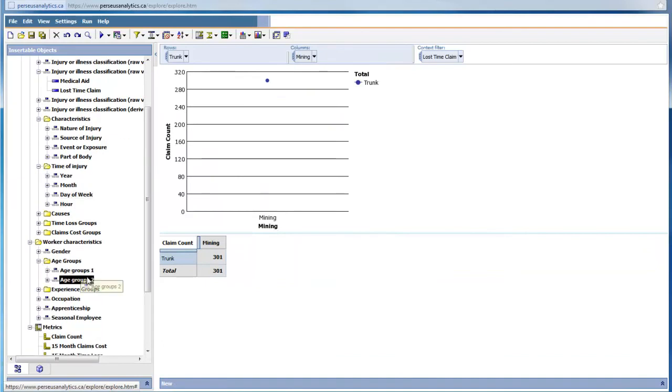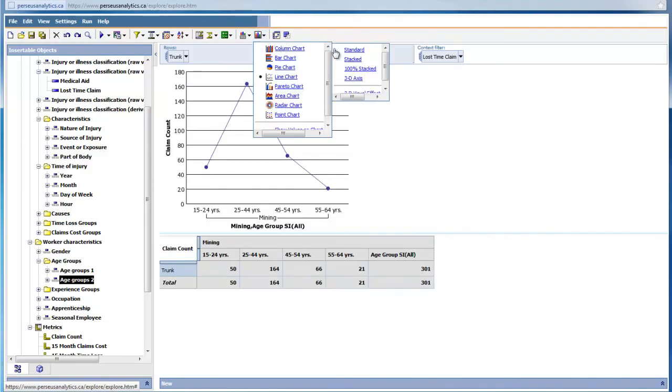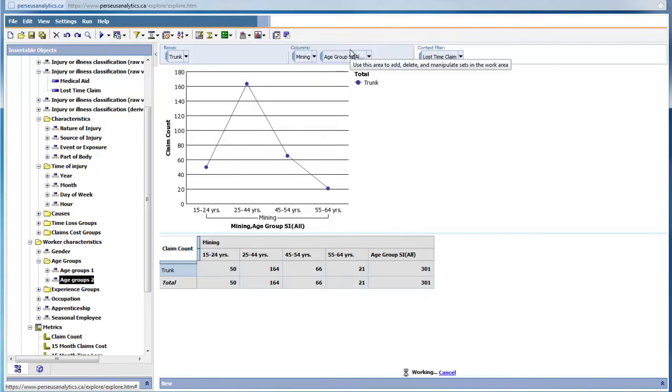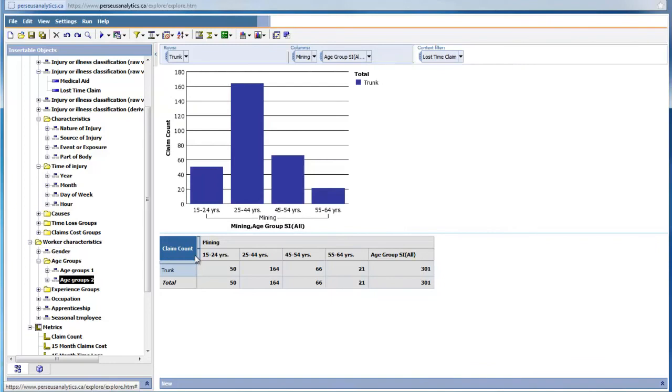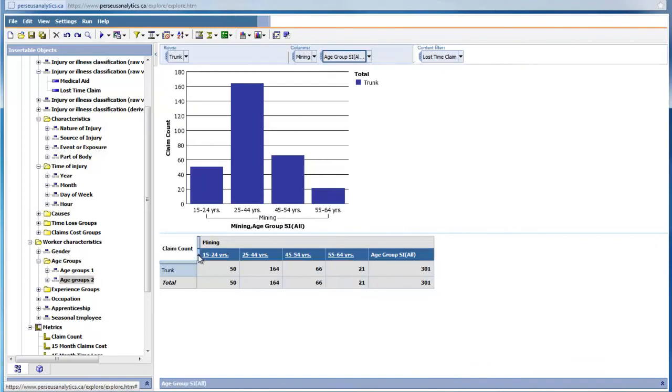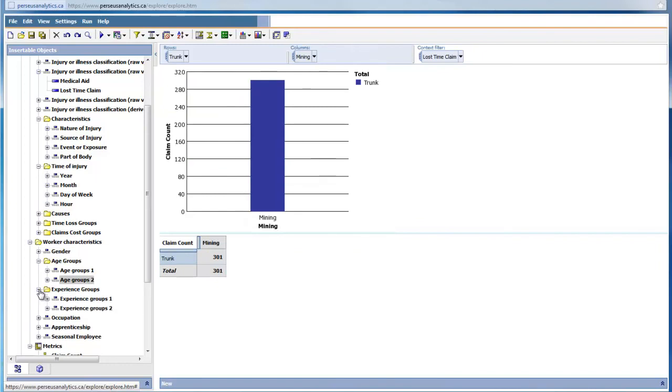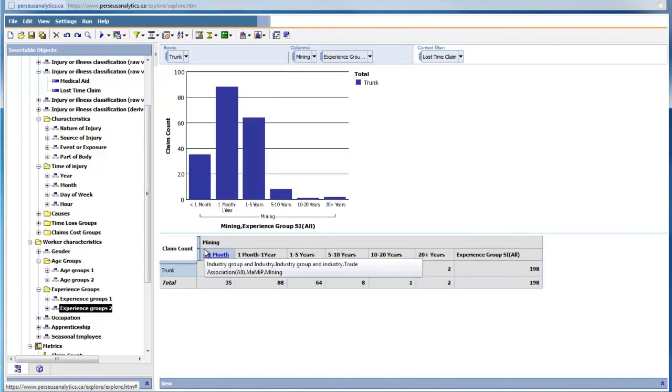Now let's examine trends related to the injured worker. Are trunk injuries more common in a certain age group? A line graph is not the correct chart here, so let's switch back to a column chart. Yes, trunk injuries are more common in certain age groups. The 25 to 44 year age group is most frequently injured. Are trunk injuries more common in certain experience groups? Yes. Workers with more than 1 month but less than 1 year of work experience account for the largest percentage of the injuries.